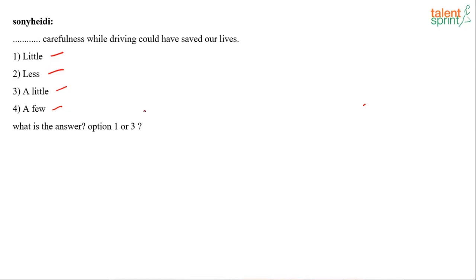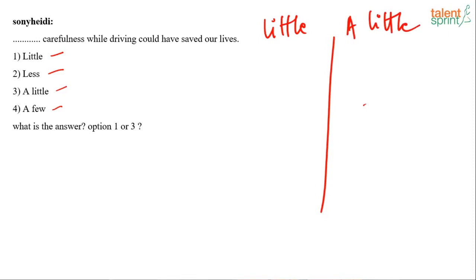Option 1 or 3? So the confusion is between little and a little. Now, when do we use little and when do we use the adjective a little, when do we use the article a before little? There's another set of adjectives like this, few and a few. So when do we use little and when do we use a little?